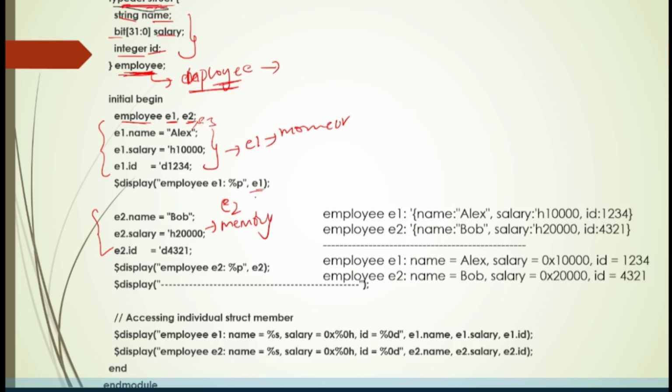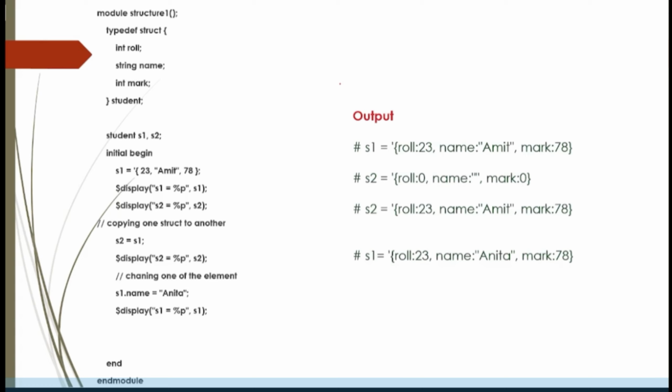Now simply by taking e1, e2 you can just write it. But if you want to access any individual structure member, you can do it with e1 dot name, e1 dot salary, e1 dot id. Clear? So in this way, by using a single program, you can handle all the names. This is possible in case of structure. Hope you understand what is structure.